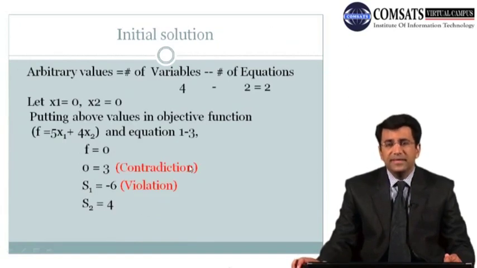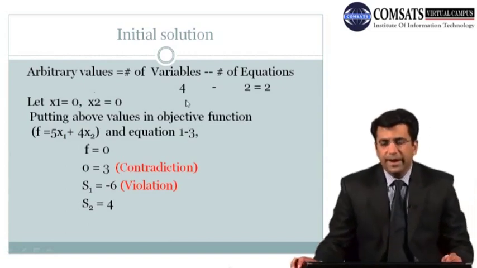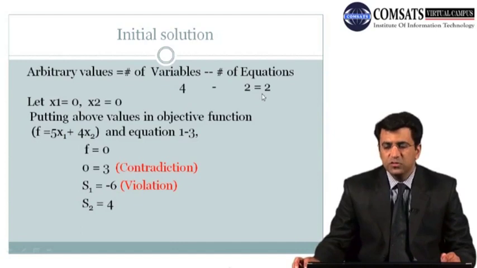Now class, as a next step we will have to find some initial solution, and you already know that we can use the concept of the number of variables minus the number of equations. In this particular case we have 4 variables and there are 2 equations, so 4 minus 2 is equal to 2. So this 2 indicates that we will have to put the values of two variables to 0 so that we can find the values of the other variables. So we can always use this rule to find the initial solution.